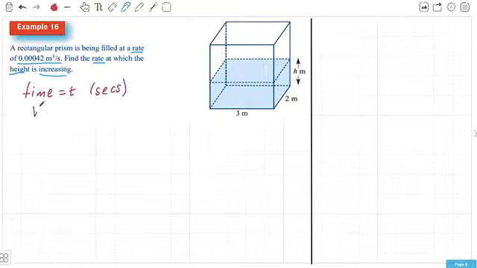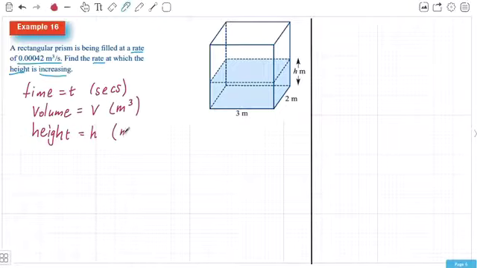I'm also going to look at volume, and I'll let the volume equal v, and you can see that the volume here is in meters cubed. And if you look at the picture, you've got different lengths here, and we've got this height. So I'm going to call the height h, and you can see that that's in meters. So I know some of the units already.